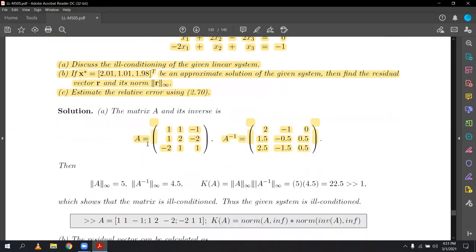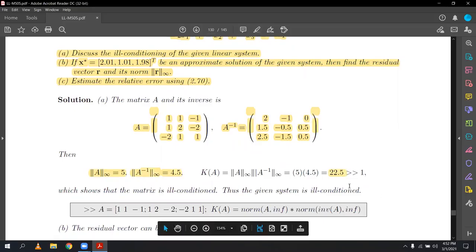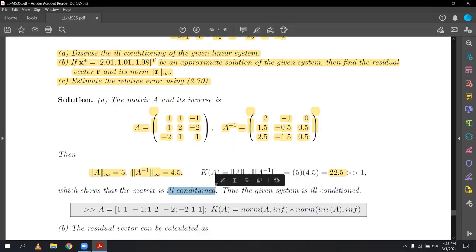And then what is your L infinity norm of A? The first row is 3, second row is 5, third row is 4. So the L infinity norm of the matrix is 5. Now A inverse is this one. What is the first row? 3. What is the second row? 2.5. What is the third row? 4.5. So we have the L infinity norm of A inverse. And we can have K of A, the condition number of the matrix, which is not close to 1, it is away from 1. So the system is ill conditioned. You can directly say here. This is the first part of the question.